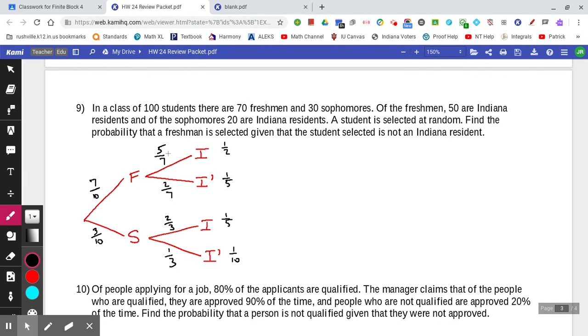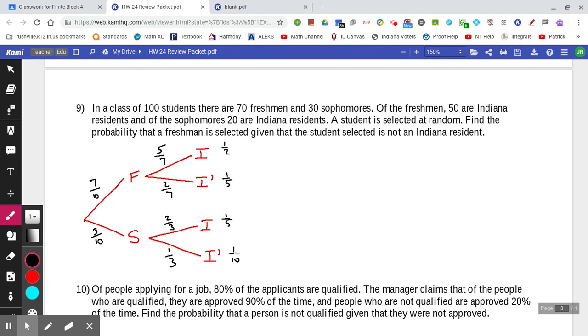So 7 out of 10 times 5 over 7 would then reduce to 1/2. 7 out of 10 times 2 over 7 would reduce to 1 over 5. And then same thing for sophomores. It says of the sophomores, 20 are Indiana residents. So remember there are 30 sophomores, so that's the denominator. 20 are from Indiana, so 20 out of 30 is 2/3. And then complement rule, this would have to be 1/3.